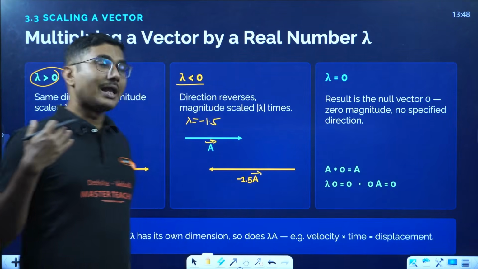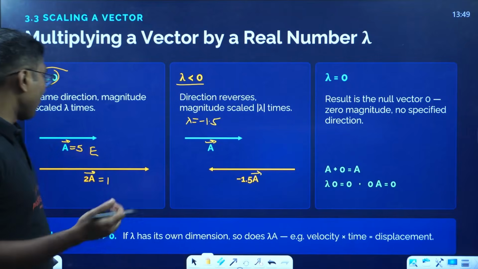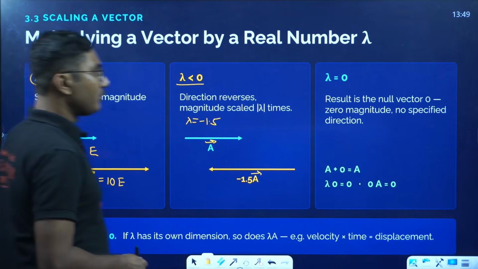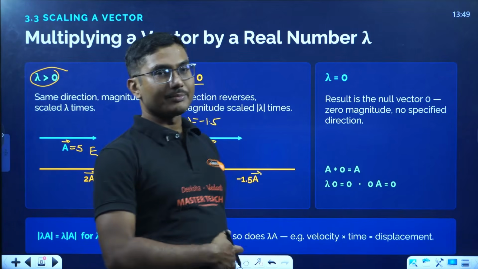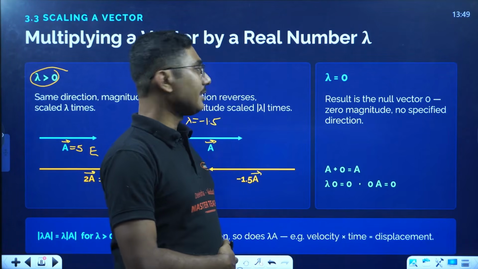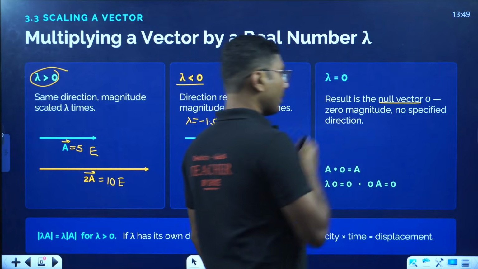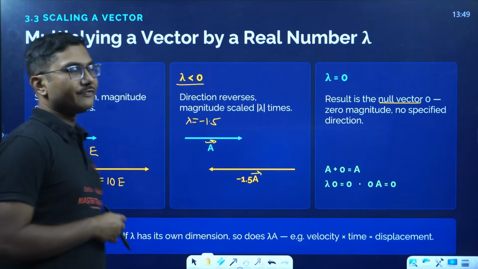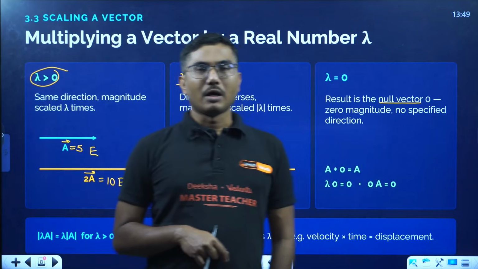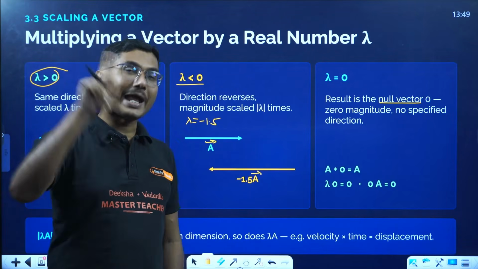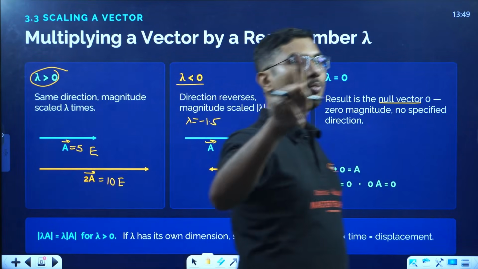Now if the value is 0, when you multiply with 0, what happens? If you multiply with 0, the final answer becomes 0. The resultant is a null vector. Zero magnitude, no specified direction. So that kind of quantity is called a zero vector. Even 0 can be a vector. That is super duper important.